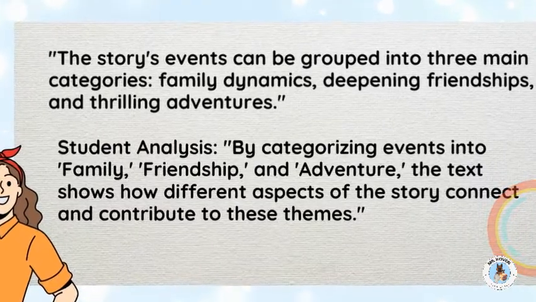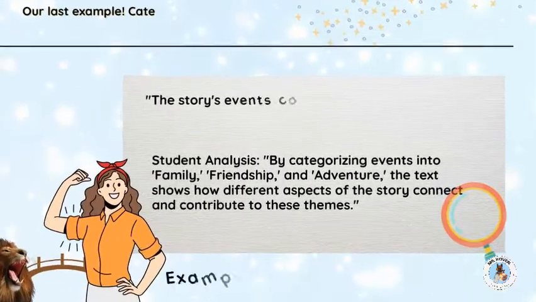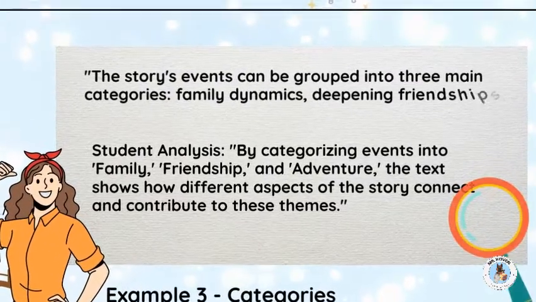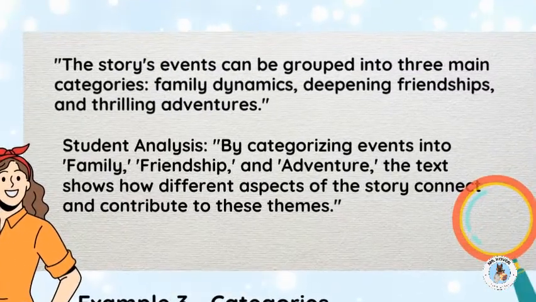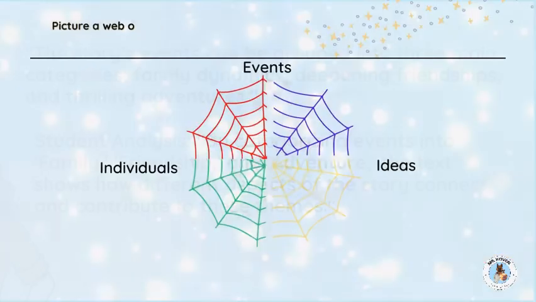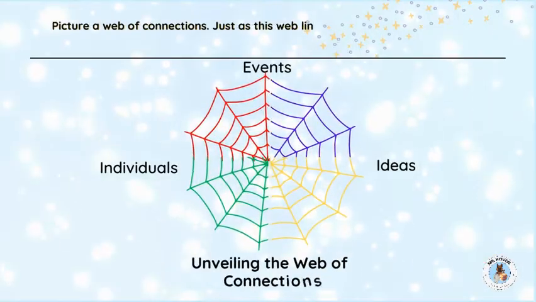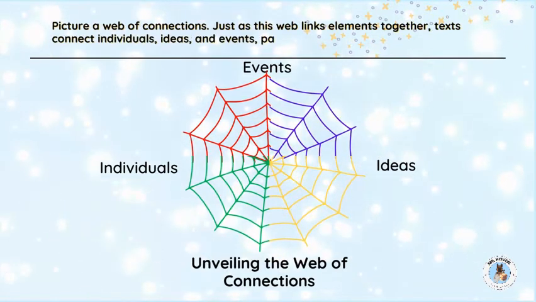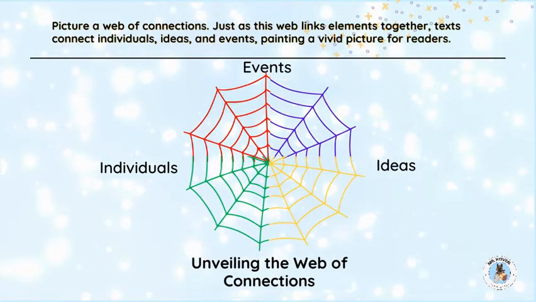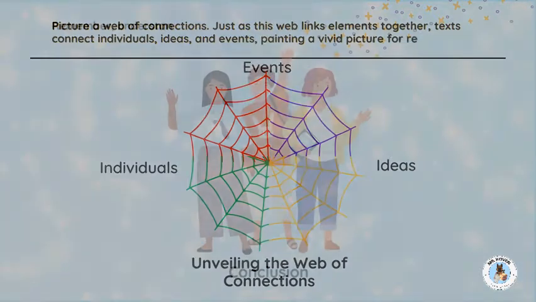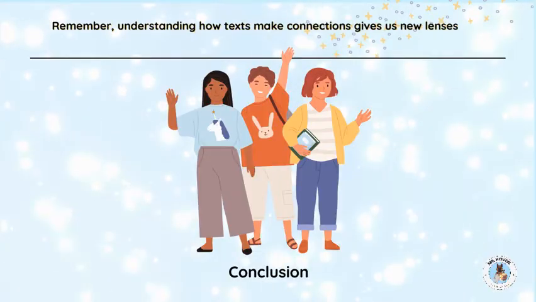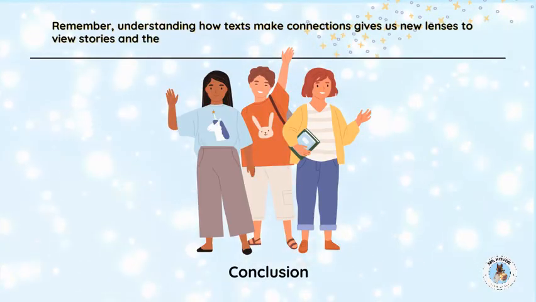Student analysis. By categorizing events into family, friendship, and adventure, the text shows how different aspects of the story connect and contribute to these themes. Picture a web of connections. Just as this web links elements together, texts connect individuals, ideas, and events, painting a vivid picture for readers. Remember, understanding how texts make connections gives us new lenses to view stories and the world around us.